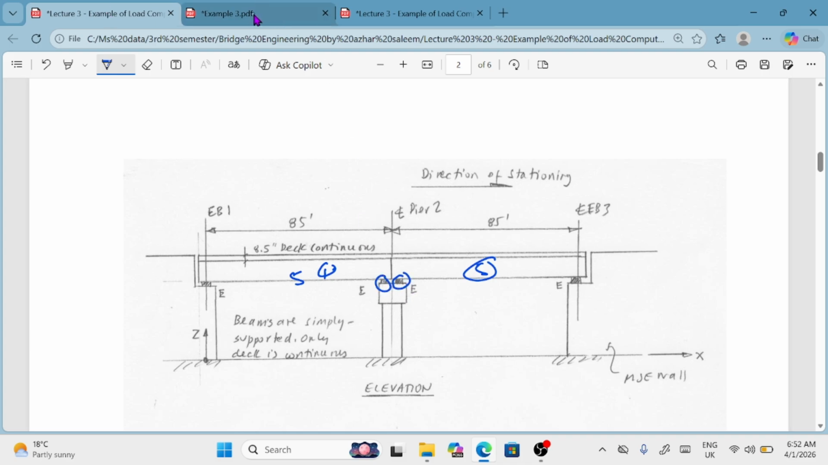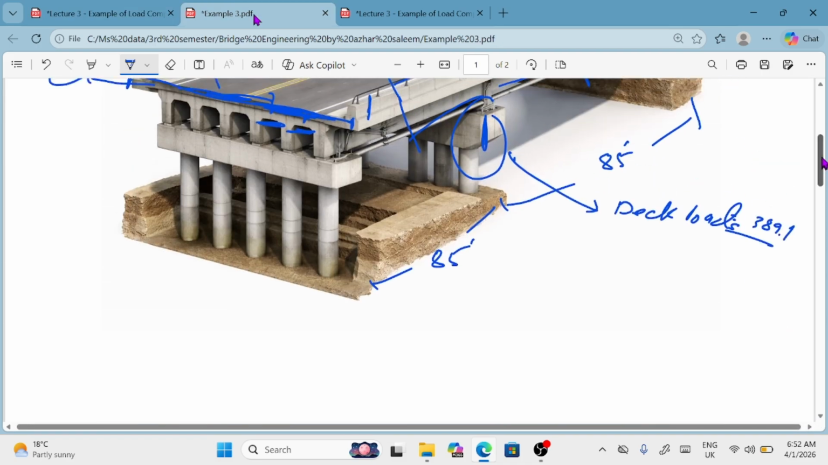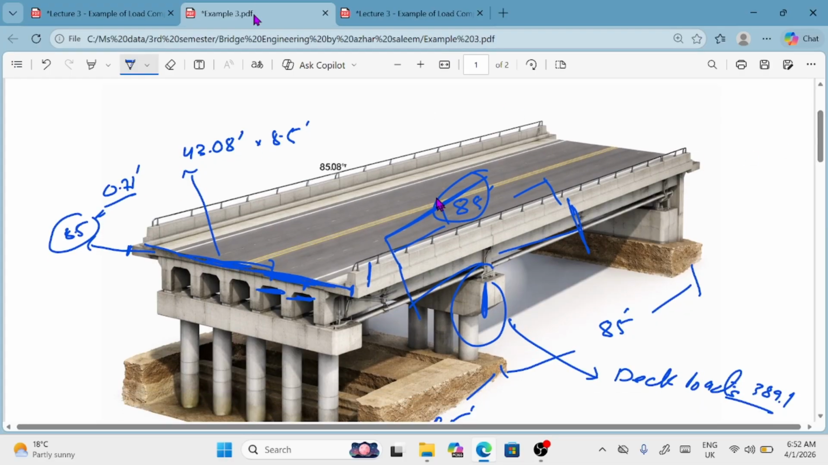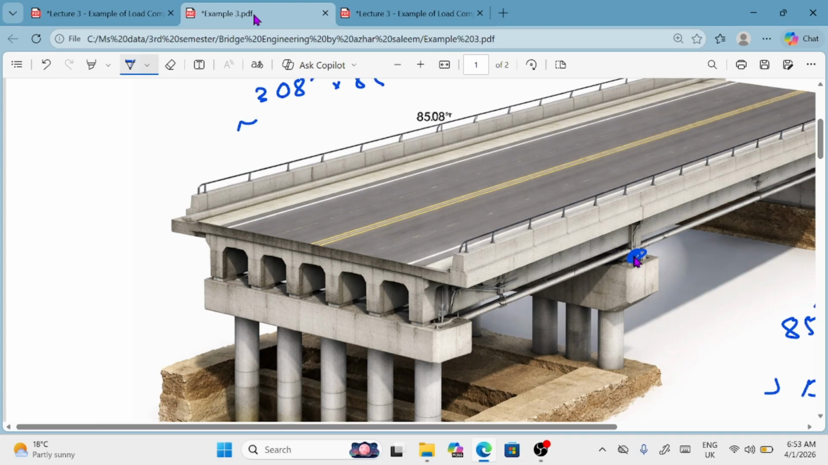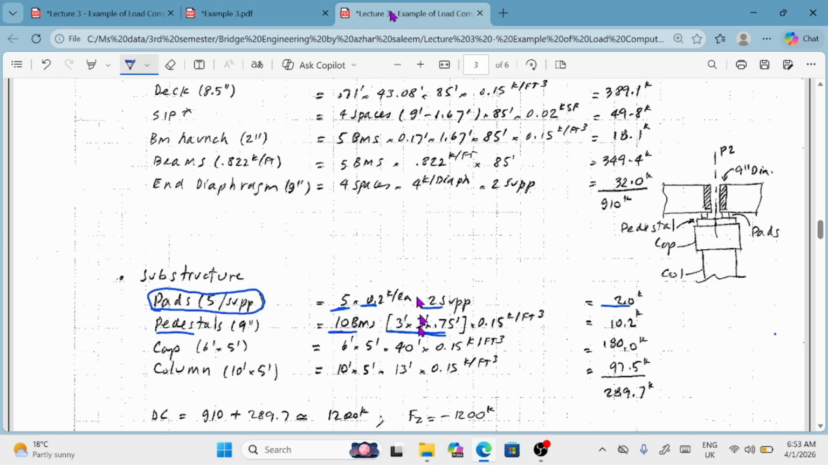Okay, if I show this in the diagram, this is the pedestal. And on each side, from this side also and from this side also, there are 5 beams, so there are 5 pedestals here and 5 pedestals here. So the total number of pedestals is 10. Each pedestal dimension is this, and the concrete unit weight is 0.15. If I multiply these 3, it will become 10.2 kip.